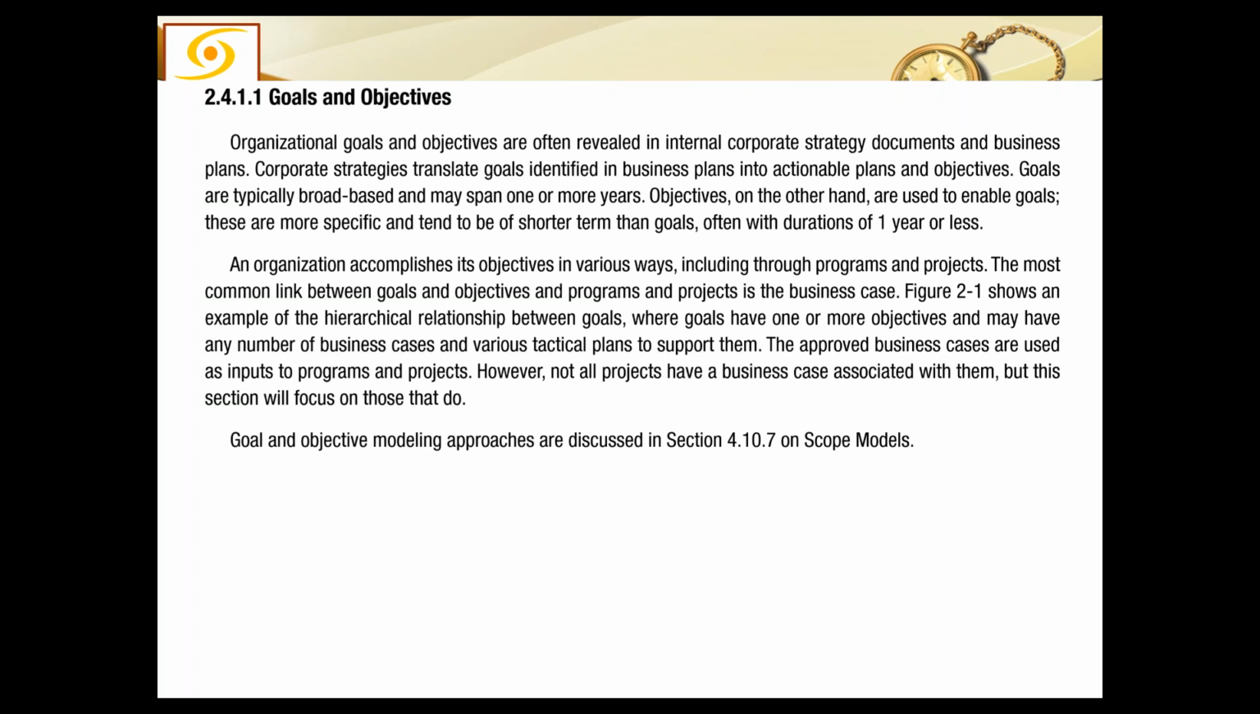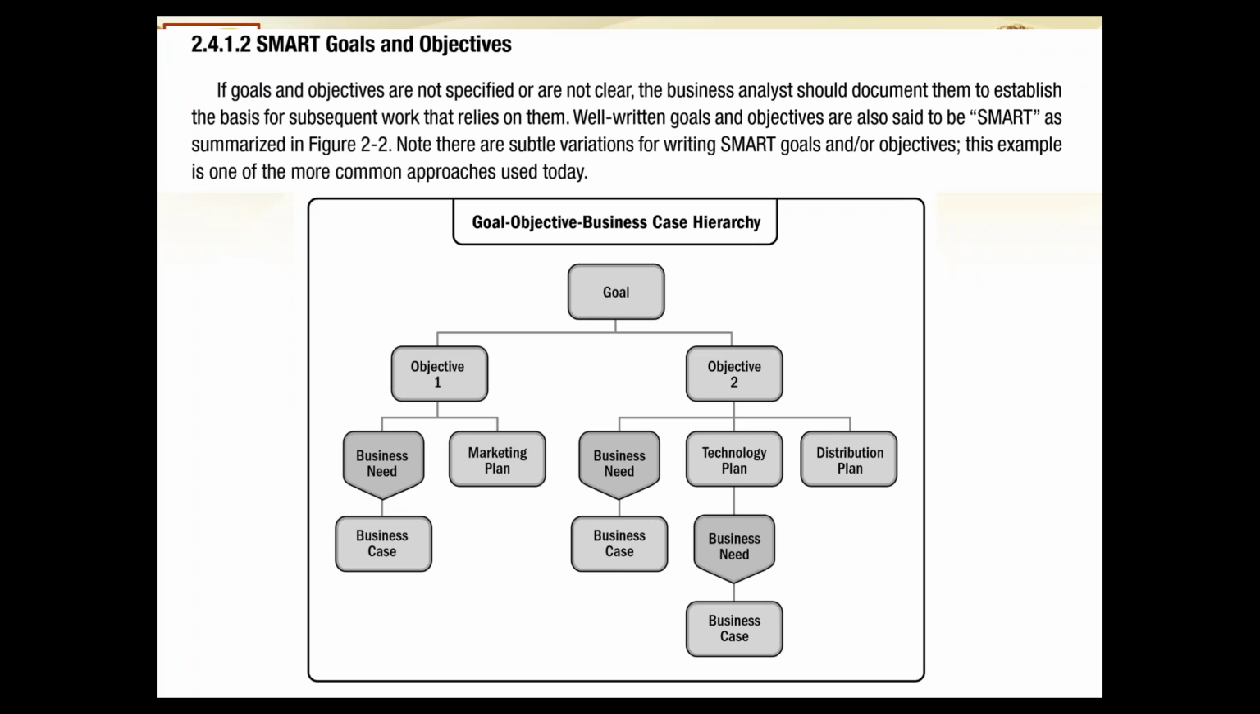The figure I'll be showing you shows an example of a hierarchical relationship between goals, where goals have one or more objectives and may have any number of business cases and various technical plans to support them. Approved business cases are used as input to the programs and projects. However, not all projects have a business case associated with them, but this section will focus on those that do. So look at this diagram.